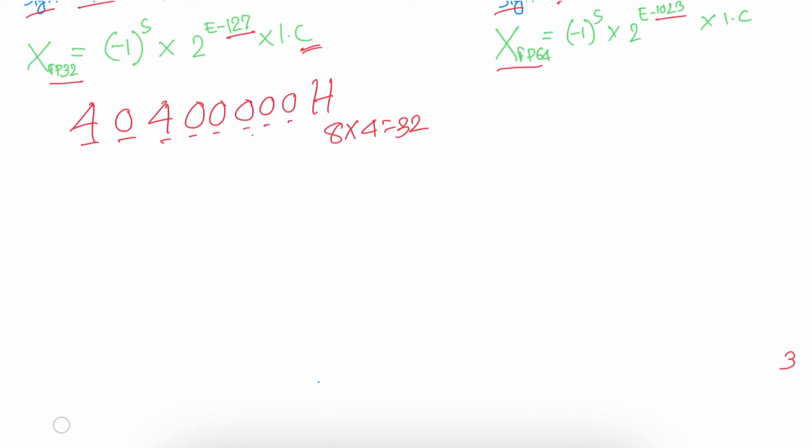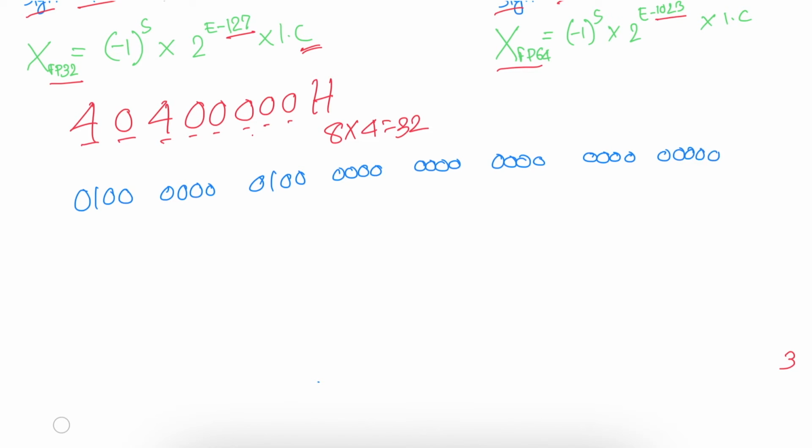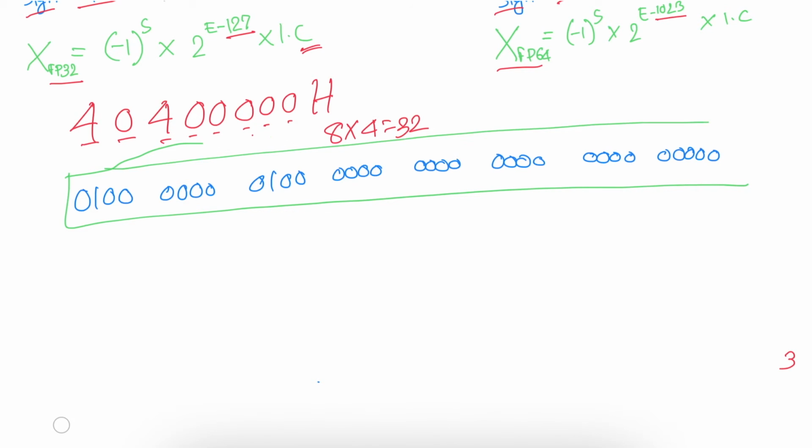Let's make it binary. So 4 is 0100. Then this 0 is here, and then again 4 is 0100, and then the remaining digits. What I would like to do is make the segmentation for this number, right?